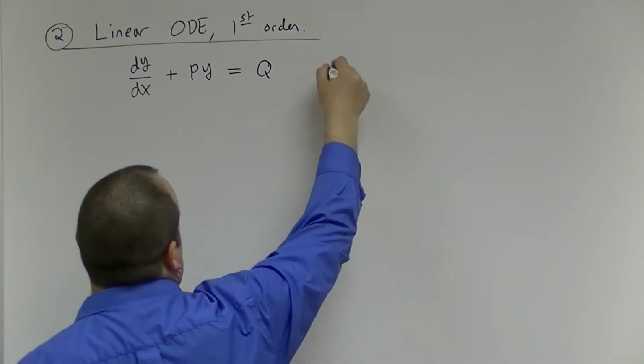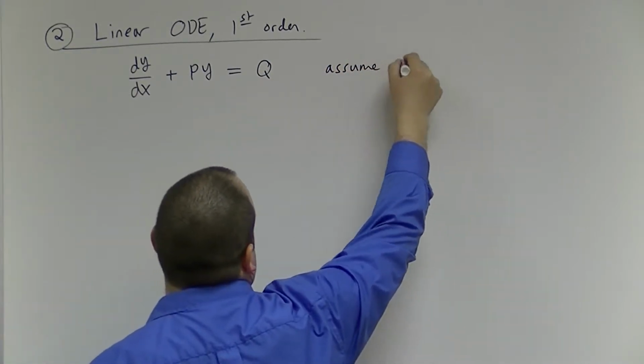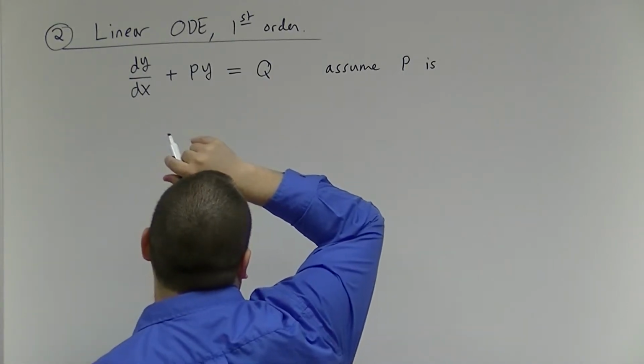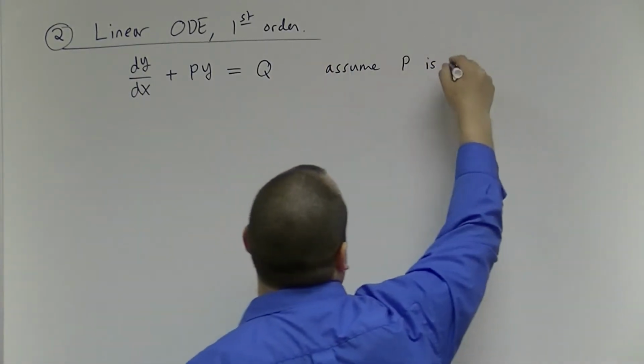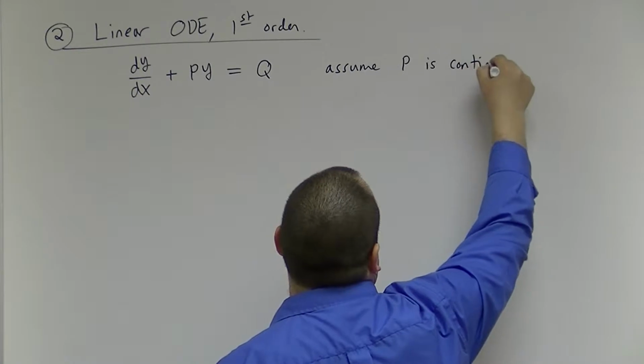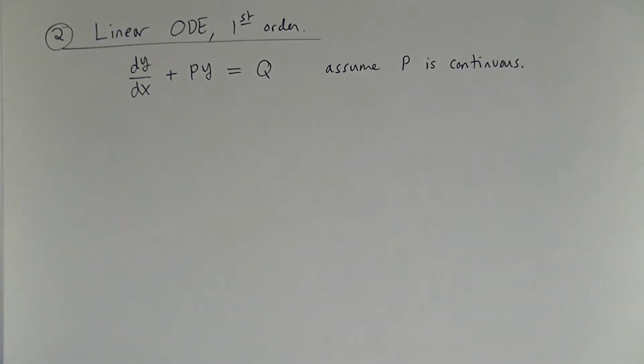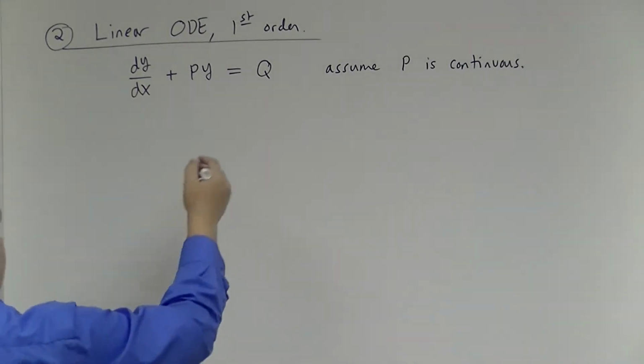Now here I'm just going to assume that p is continuous, and this will work. If p is continuous, that definitely means, but even piecewise is probably fine. If p is continuous, though, I can definitely integrate it, all right? So here's the standard thing you do.